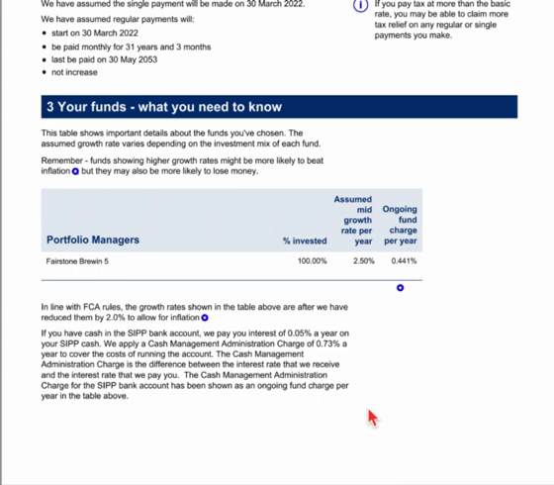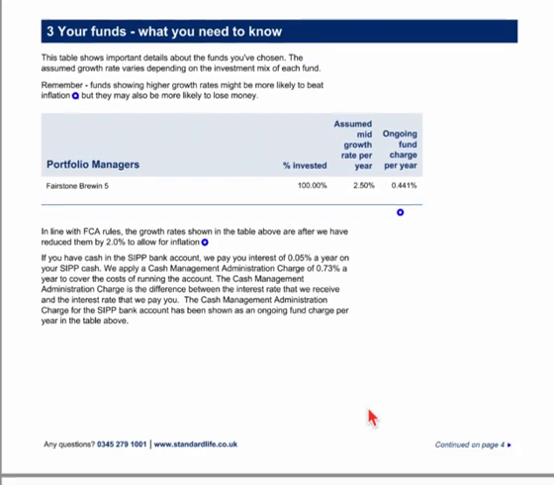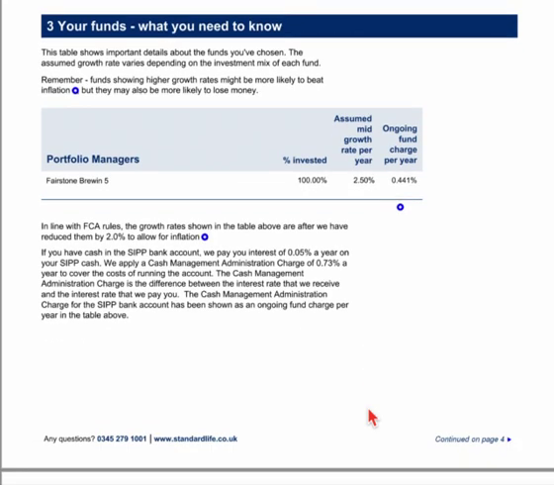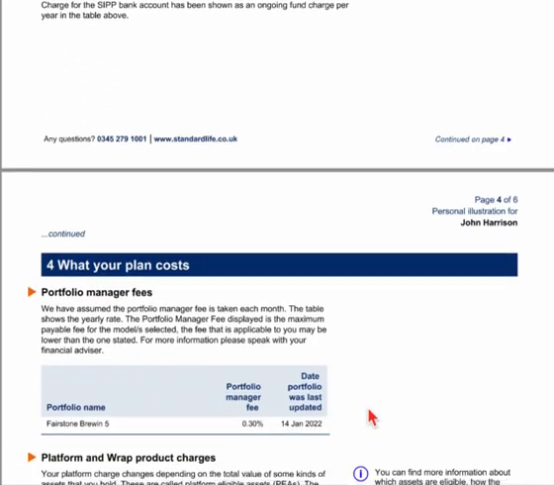We're using the assumed mid-growth rate of 2.5%. The charge for those funds is 0.441%. So for every year, the charges will be 0.441% of the value of that fund. So that's your first charge that we've talked about. What are some of the other charges?